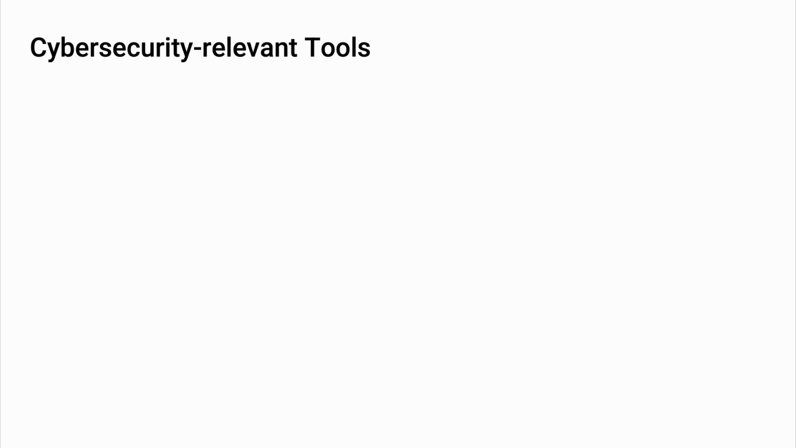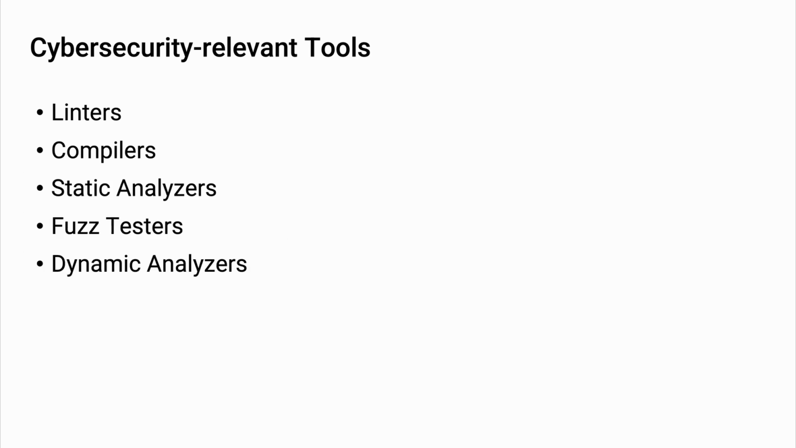As a reminder, when we're talking about cybersecurity-relevant tools, we're talking about linters, compilers, static analyzers, fuzz testers, and dynamic analyzers. These tools either reason on the code directly or work with instrumentations of the binaries produced from the code. In either case, they expose issues which are going to be cybersecurity relevant. Now let's work our way through an example of a tool's cybersecurity-relevant option identification.